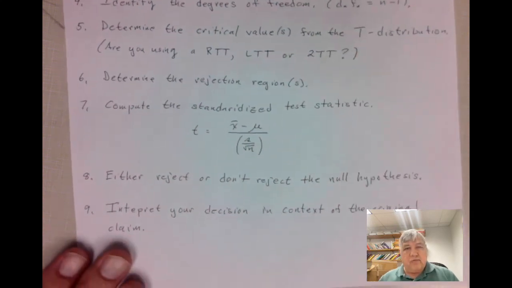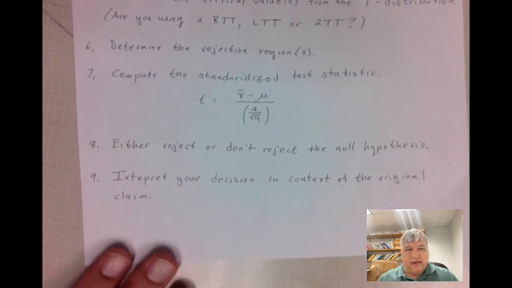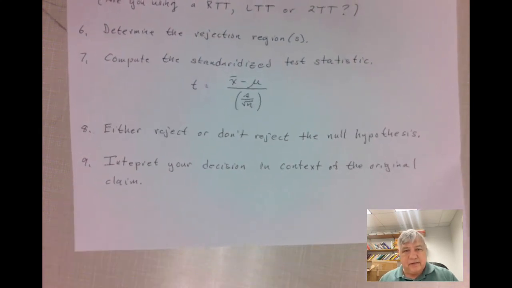And then once we do that, we compute the standardized test statistic. And it's almost the same formula as before, except we're using s, the sample standard deviation, instead of sigma. And you just want to keep that in mind, because if you're actually given the data and you do that on your calculator, you want to make sure you're using s and not sigma. Okay? Because of course those are two different numbers. And then you either reject or don't reject the null hypothesis, and then you interpret your decision in the context of the original claim. So let's look at the first couple of examples, which I already did ahead of time.